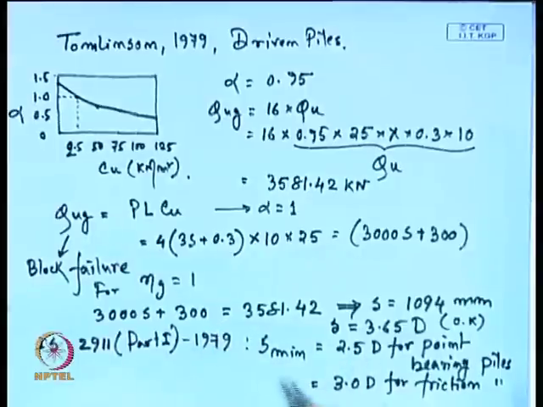Now, if we want to design it for a different efficiency, then you have to put that value and calculate the corresponding spacing. So, first you assume the diameter, and based on that we can determine what would be the spacing required to get a particular group efficiency. In the next section I will discuss this.